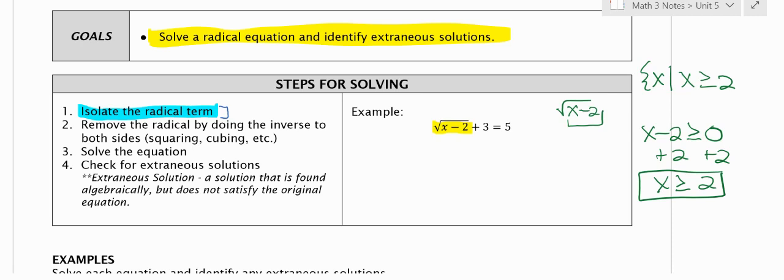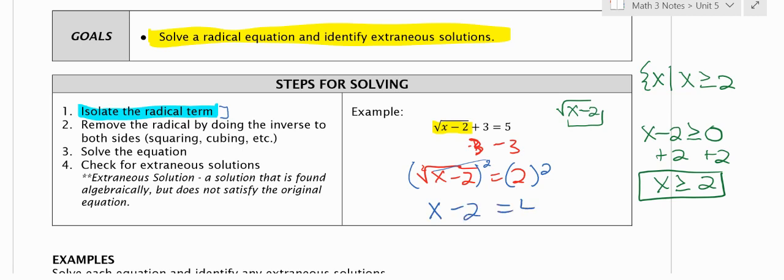So now when we go ahead and solve, I'm going to get my radical by itself. So I'm going to go ahead and subtract 3 from each side. We're going to get a 2. This is a little index of 2. It's a square root. And to do the inverse or undo that, I'm going to square both sides. And that's going to eliminate my radical. And I'm going to get x minus 2 equals 4. I'm going to add, and I get an answer of 6.